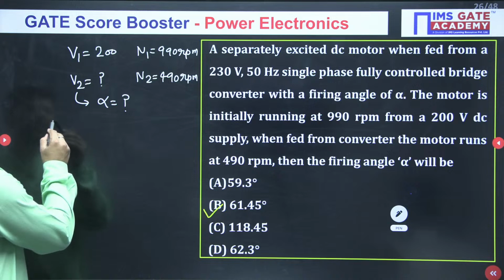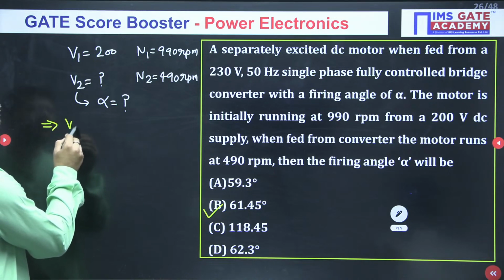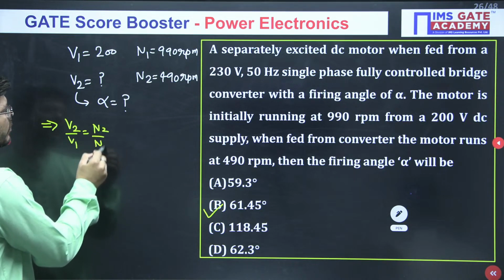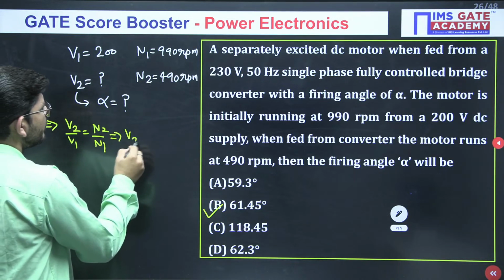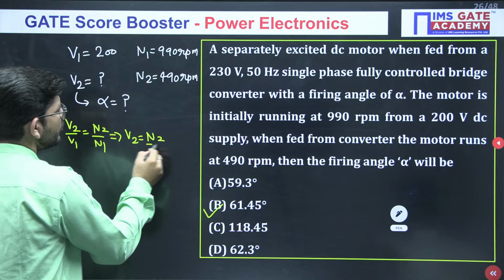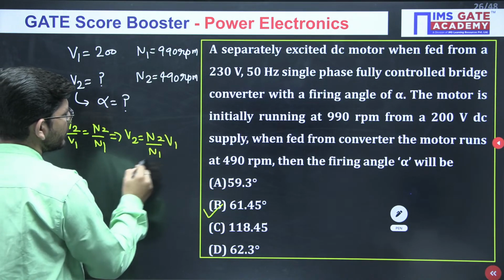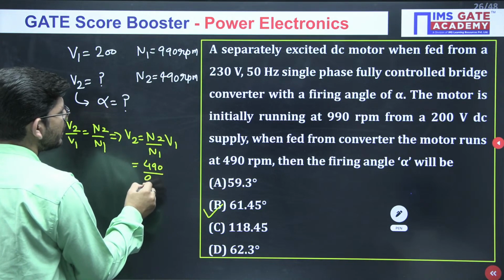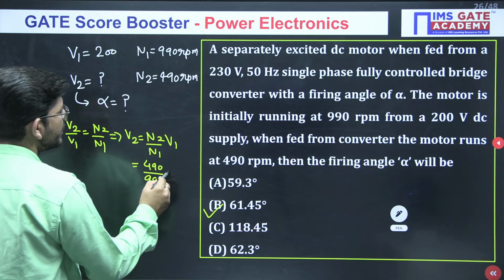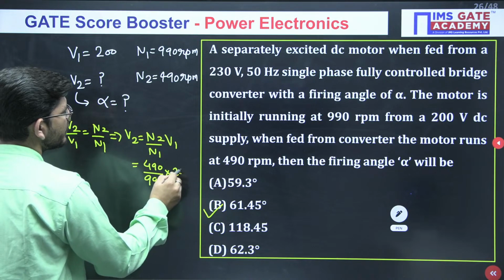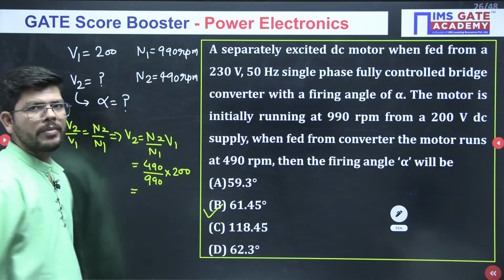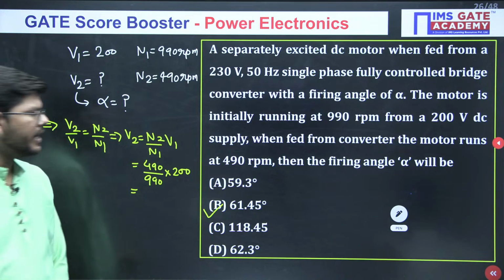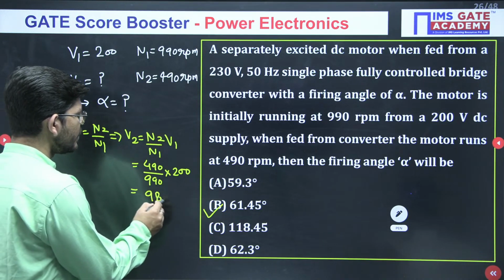So first of all, guys, you will be calculating V2. So V2 upon V1 is N2 upon N1. Okay, so from here, what will be V2? It will be N2 upon N1 into V1. So N2 is 490, N1 is 990, V1 is 200. Okay, so from here you will get the value of V2. How much you are getting? 98.98. Okay.